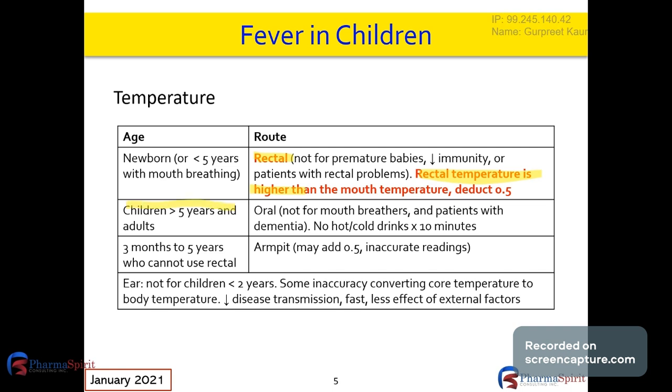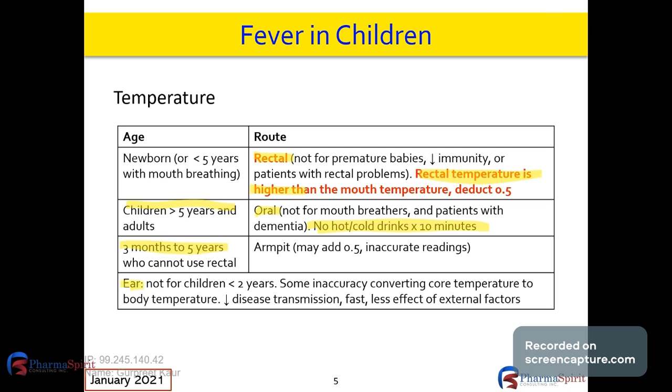For children more than 5 years and in adults, we usually use the oral thermometer. This is not for mouth breathers and not for patients with dementia because they can just break the thermometer in their mouth. And the patient should avoid any hot or cold drinks for 10 minutes before using the thermometer. For those who are 3 months to 5 years who cannot use rectal, and we said there are some groups that cannot use rectal, like premature babies and patients with reduced immunity, in this case, we can use the armpit. The armpit is half degree lower than the oral temperature. So in this case, if the armpit is 38, we have to add half degree and it becomes 38.5.